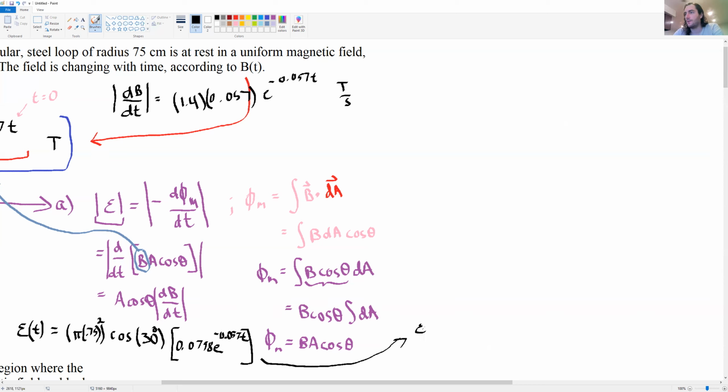So we have E of t is equal to 0.1221 e to the minus 0.057 t. Units of volts. You can check for yourself that Tesla per second times meters squared is a volt.